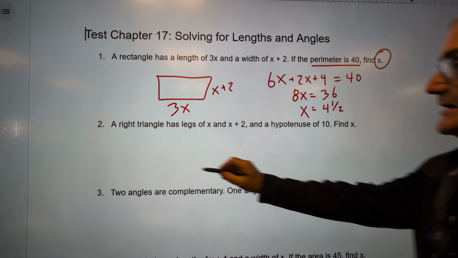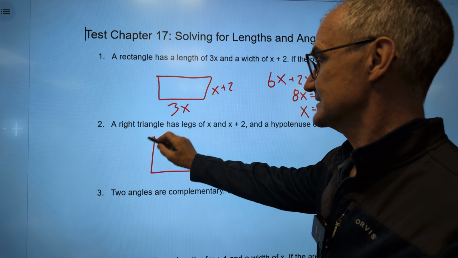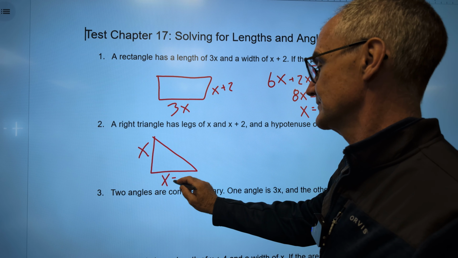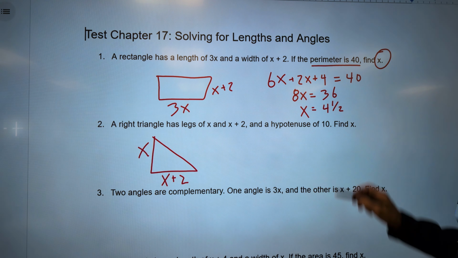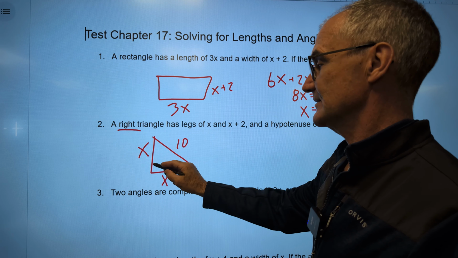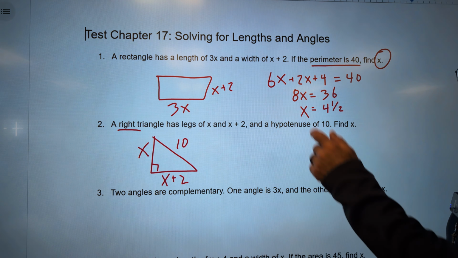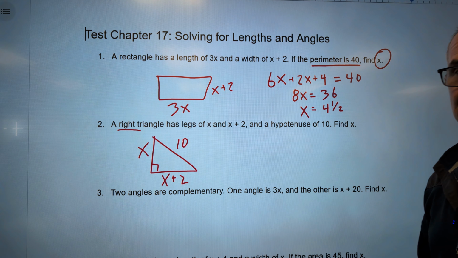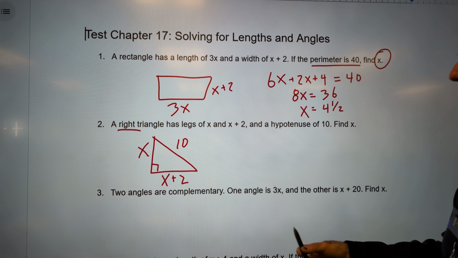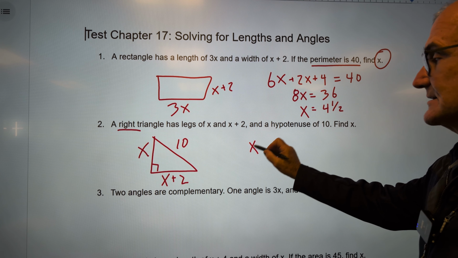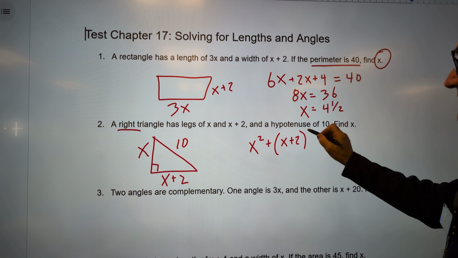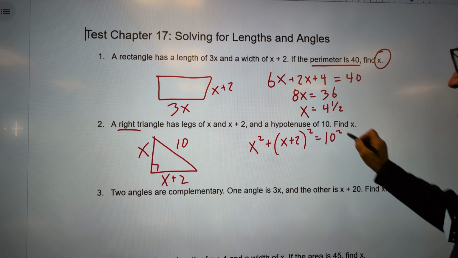Number 2, a right triangle has legs of x and x plus 2 and a hypotenuse of 10. It's telling you it is a right triangle, so there's a little box there. It also tells you when it's a right triangle, the Pythagorean theorem works. Problem to picture, picture to equation, Pythagorean theorem: x squared plus the other leg squared equals hypotenuse squared.